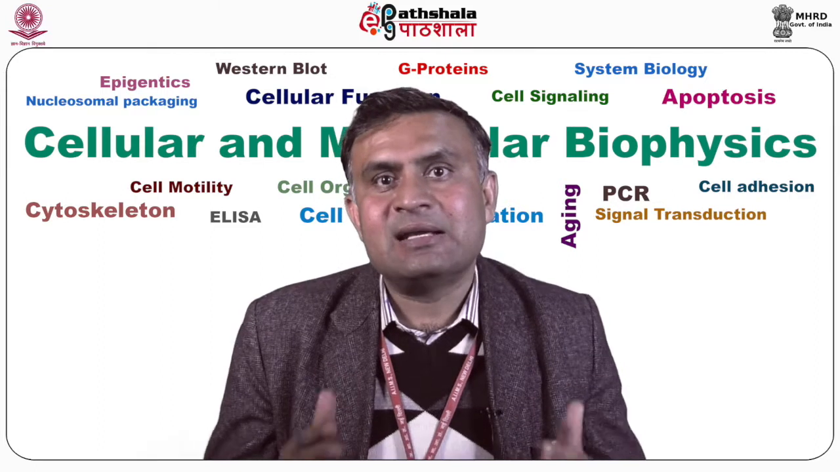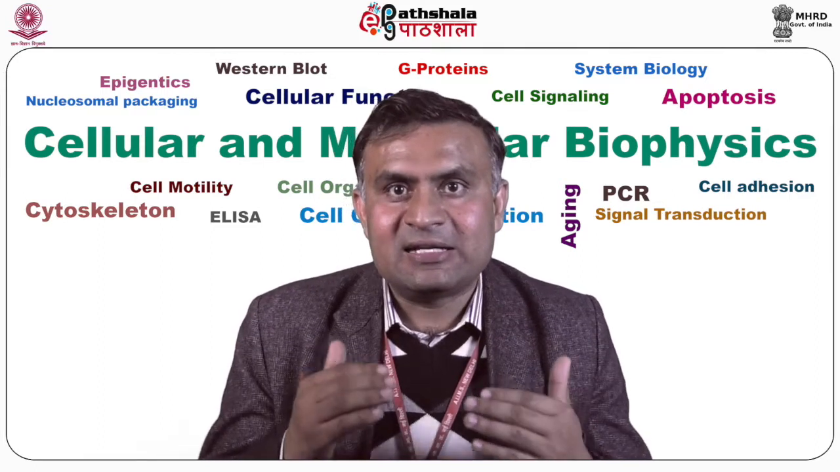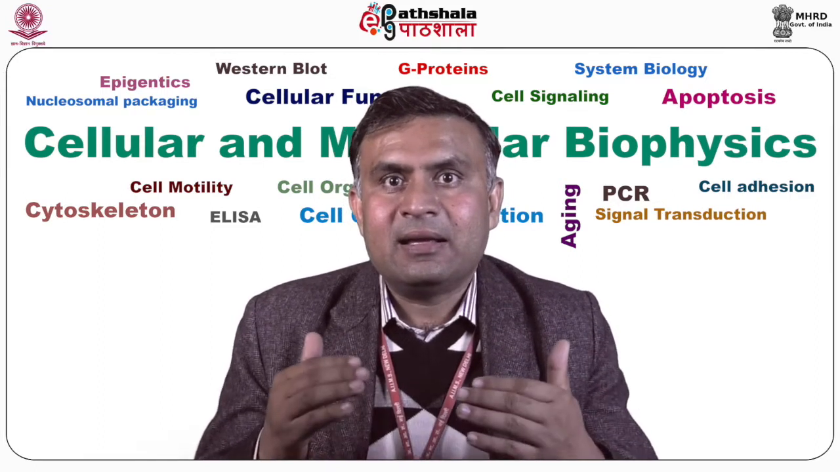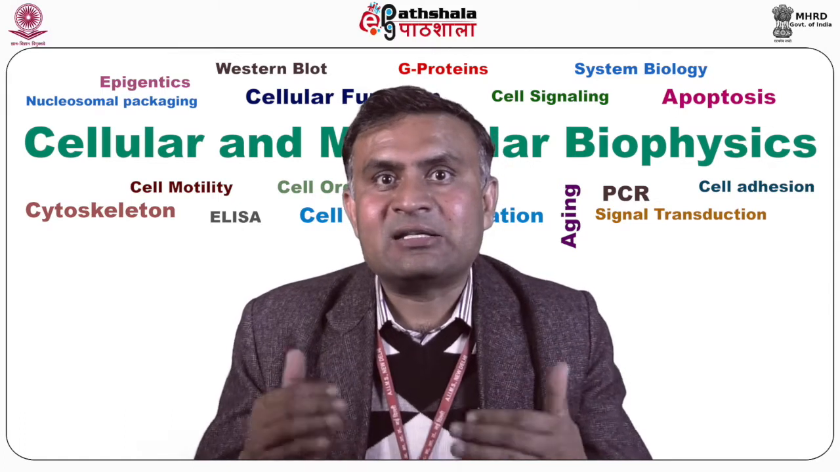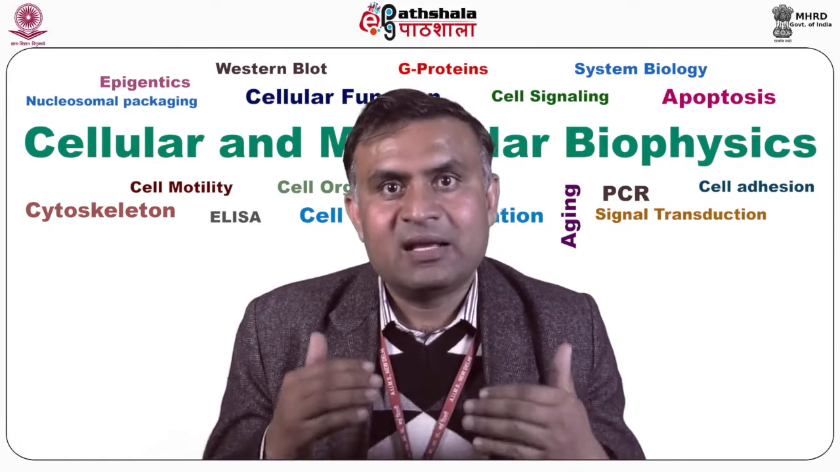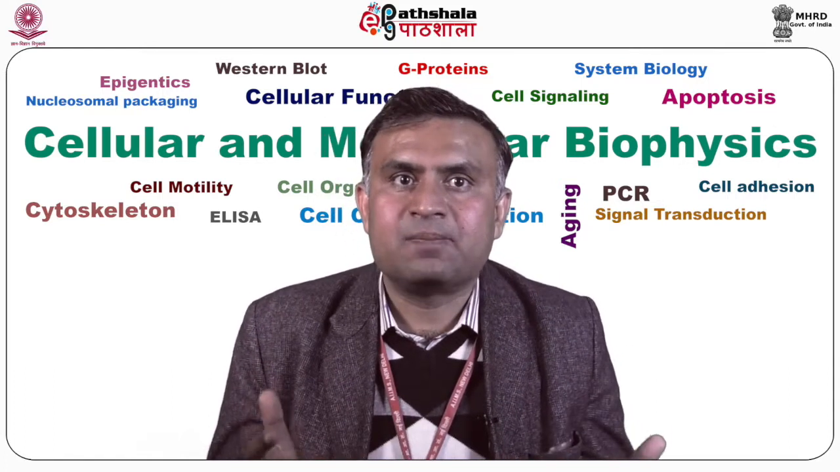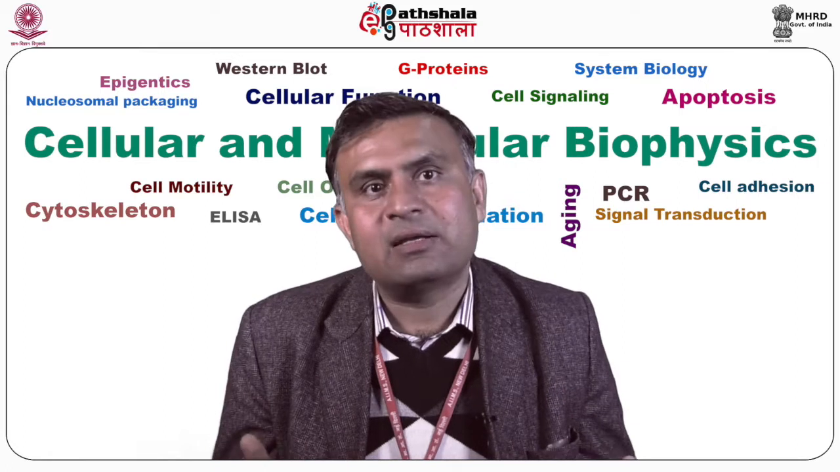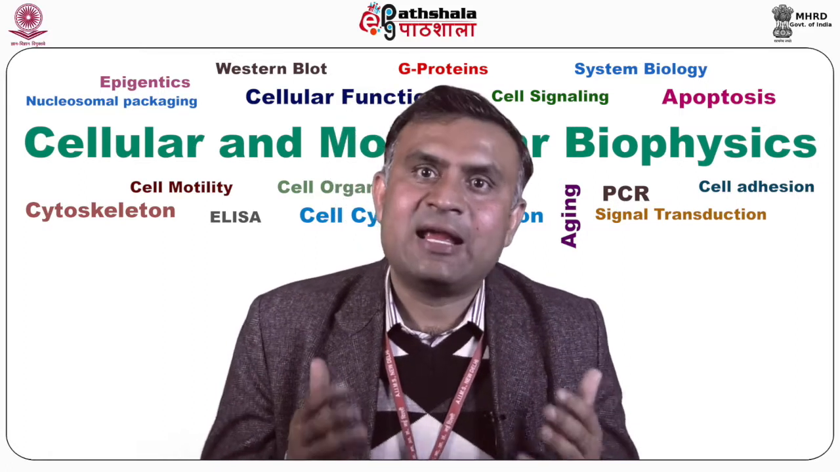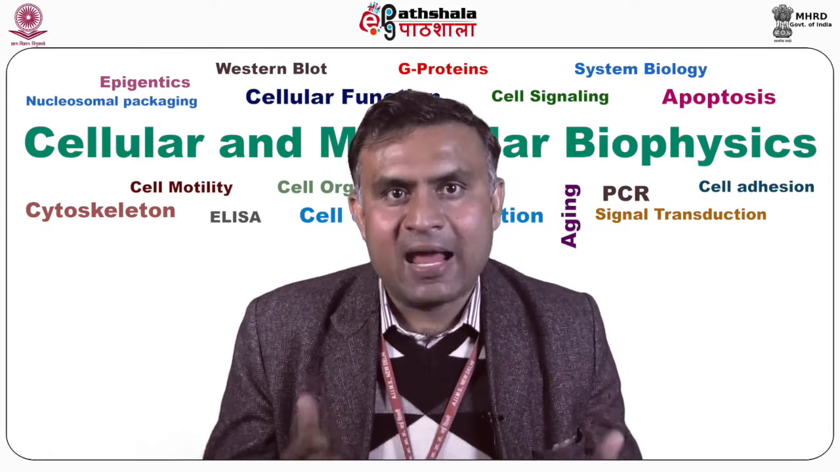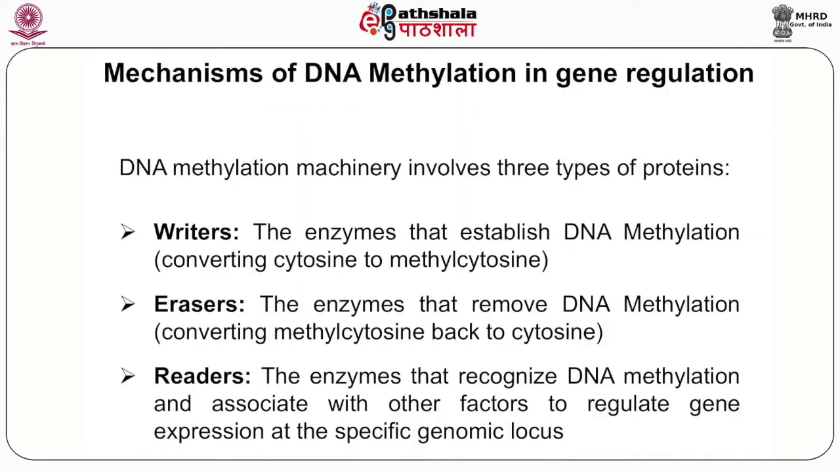Non-CpG methylation in male germ cells is detected, but it is lost in the later stage of mitotic division. Recently, N6-adenine methylation has been reported to be a crucial regulator of gene expression in embryonic stem cells and cancer cells. The mechanism of DNA methylation in the gene regulation machinery involves three types of proteins.